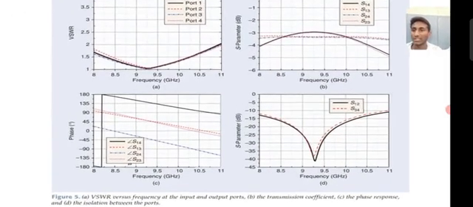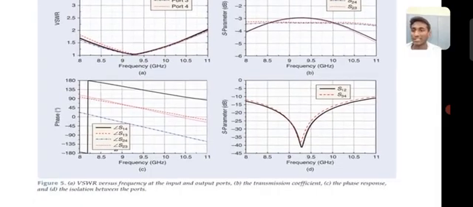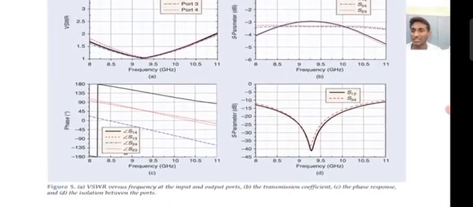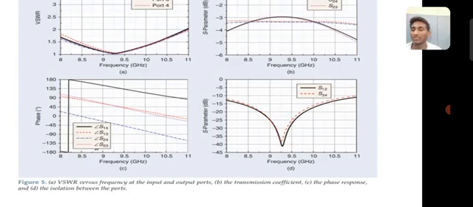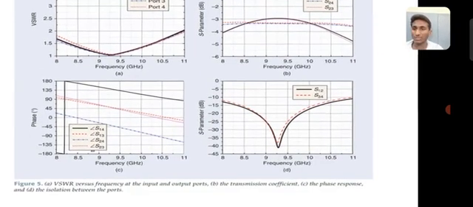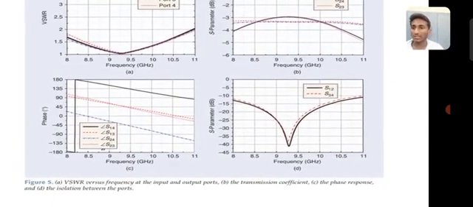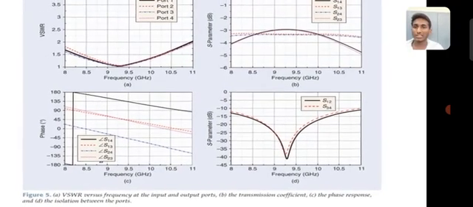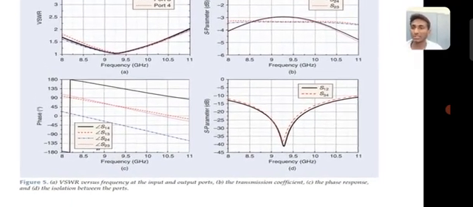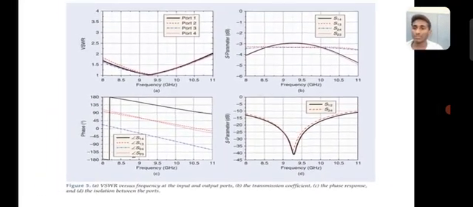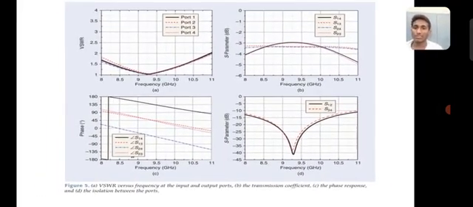So here you can see the graph of the null depth at different frequencies. It describes the VSWR at input and output ports, the transmission coefficient, the phase response, and the isolation between the ports. So these are the four graphs describing the different terms: VSWR at input and output, transmission coefficient in the second graph, phase response in the third graph, and isolation between the ports in the fourth graph.